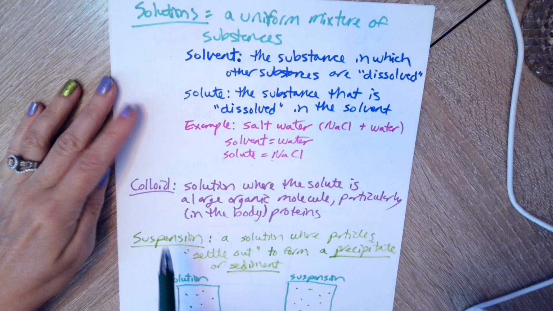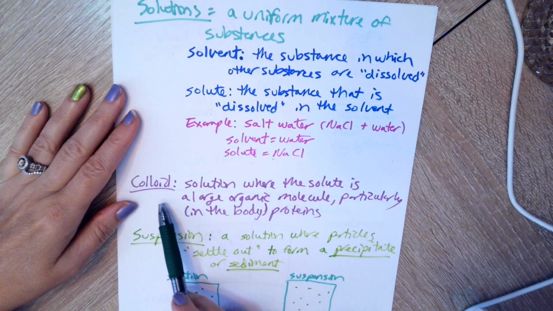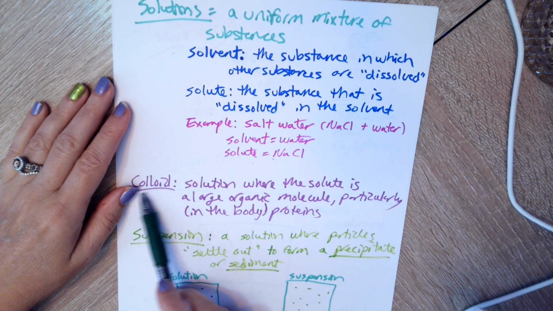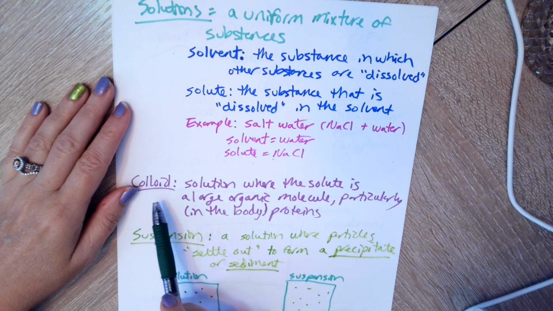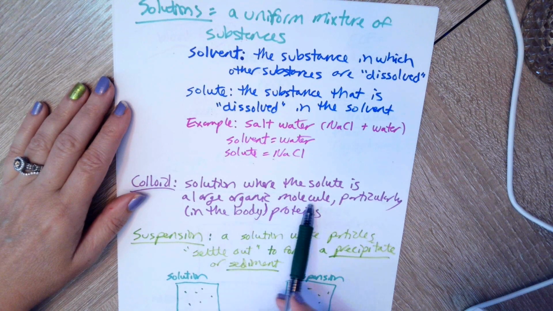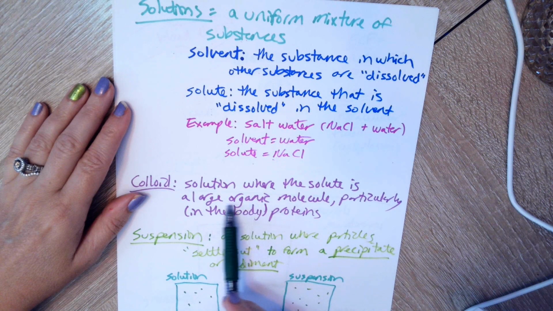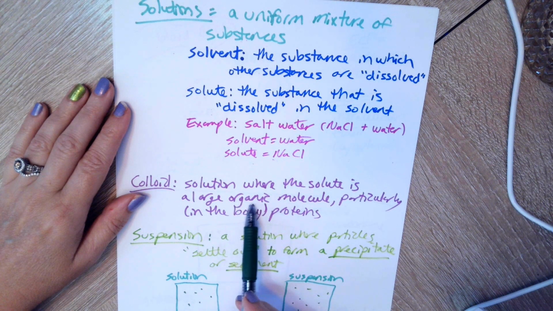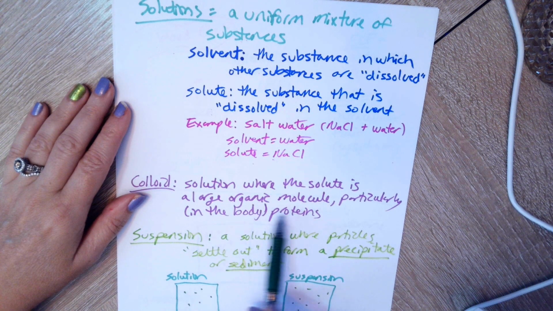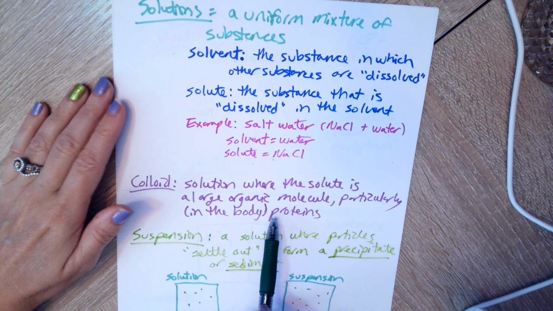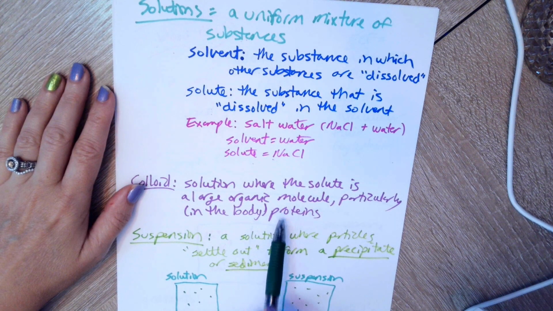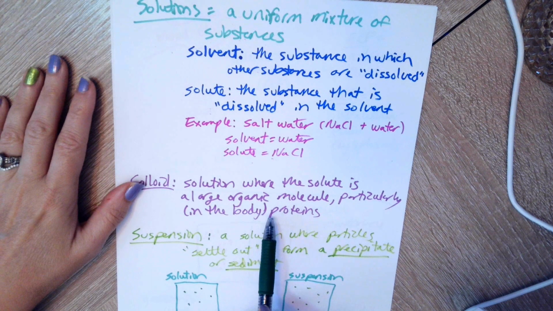Now, in the body, we will find specific types of solutions. For example, colloid. Colloid is a solution where the solute is a large organic molecule. And you'll know from the reading in the PowerPoint slides that I posted that an organic molecule is something that has a carbon skeleton. But in the body, we're particularly thinking, when we talk about colloids, of proteins. So the blood could be considered a colloid.